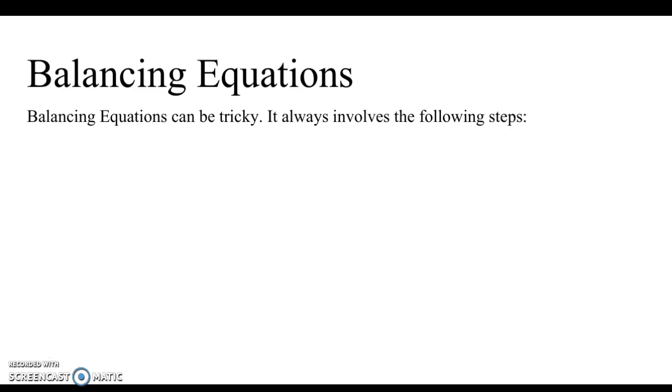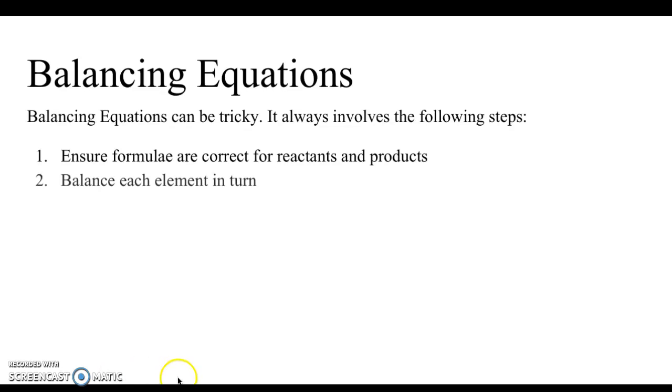Balancing equations can be tricky. Practice really makes perfect, but a lot of it is trial and error. But here are some steps and tips that can help you out. Ensure the formulas are correct for your reactants and products, because once again, you can make an equation not even possible to balance if you have the wrong formula. Balance each element in turn. So again, you want the same amount of atoms of each element on either side of your arrow. So the amount of atoms of each element on your product side equals your reactant side.